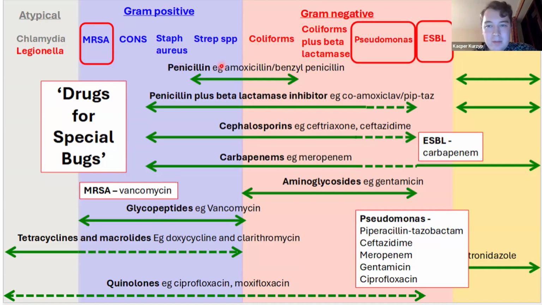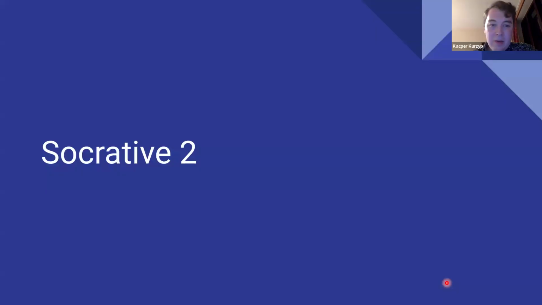We have our carbapenems, and then we have Pseudomonas with the five antibiotics. And that I do recommend you learn. You have your pip-taz, which is the only beta-lactamase combination that works against Pseudomonas. You have ceftazidime, but not ceftriaxone. You have meropenem, but not ertapenem. You have your gentamicin, which is lovely, and your ciprofloxacin, which is the only oral option of this collection. So, not great. We have another Socrative.